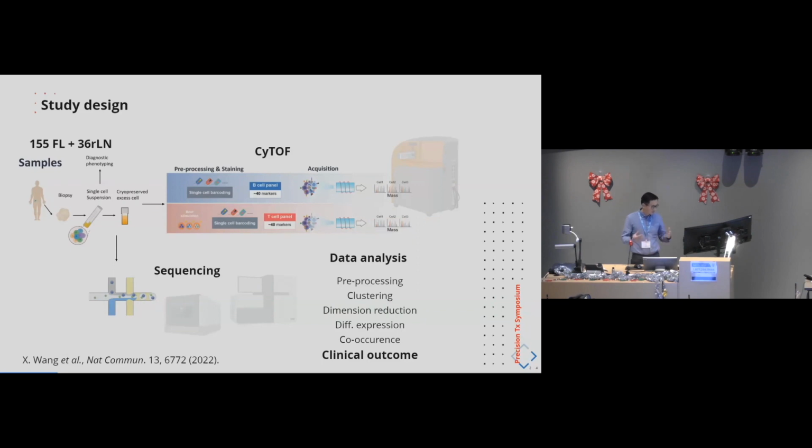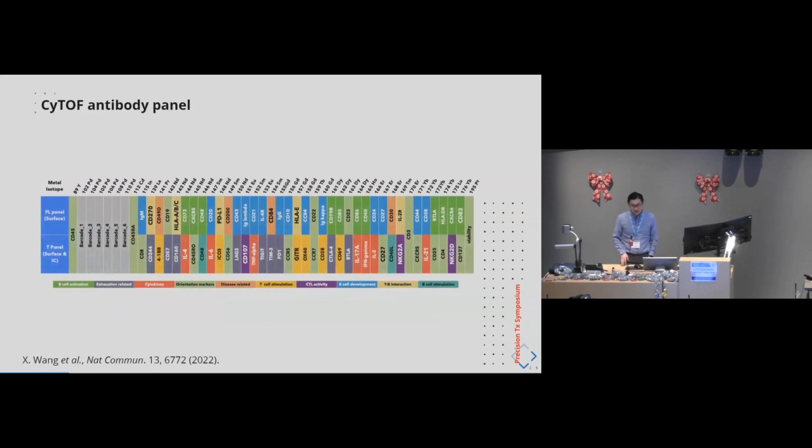Then a lot of time goes into data analysis: preprocessing, normalizing, and also some differential expression analysis. We also have some clinical data that we can correlate with to see if there's anything interesting in that regard. So this is our CyTOF antibody panel, the 2 panels I mentioned. The B panel is mainly B cell activation and exhaustion markers, cytokines, and so on. The T panel has markers for different T cell subsets, and also looks at cytokines to assess function.